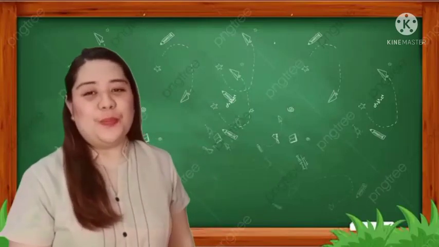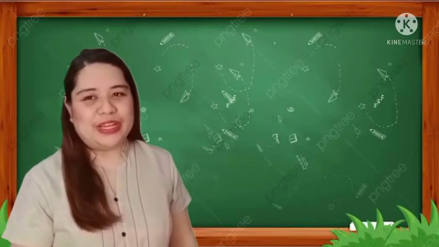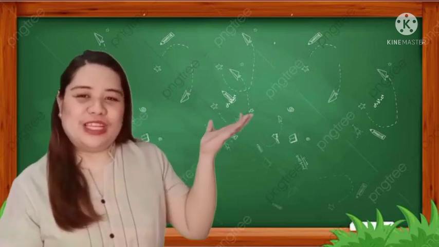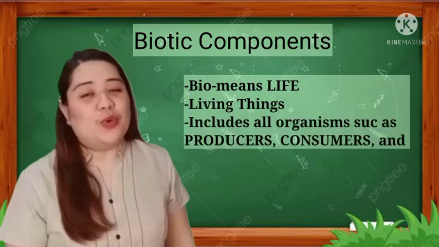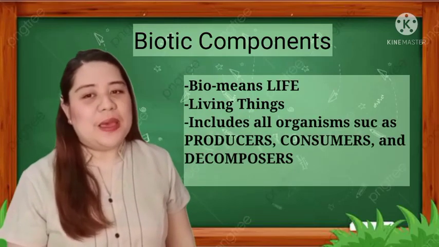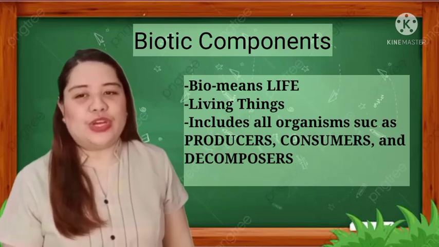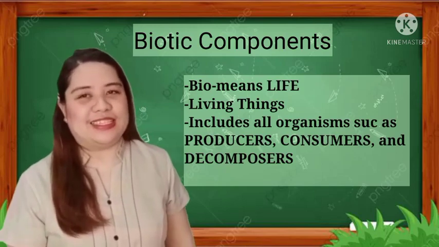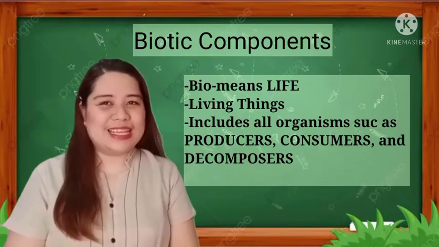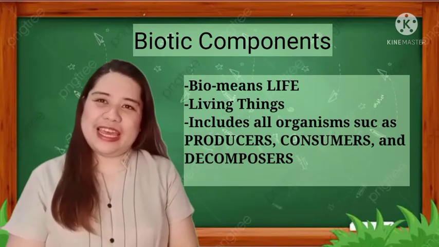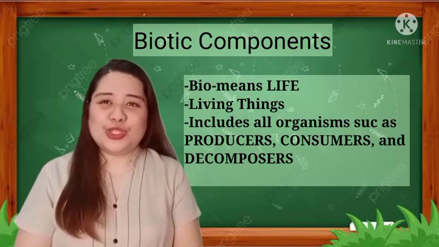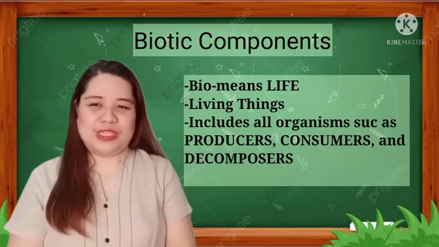Ecosystem has two components, the biotic components and abiotic components. Let's talk first about the biotic components. The word bio in biotic is from the Greek word bios, meaning having life. So it is referred to living things. Living things are composed of plants, animals, fungi, and bacteria. They can be producers, consumers, or even decomposers.